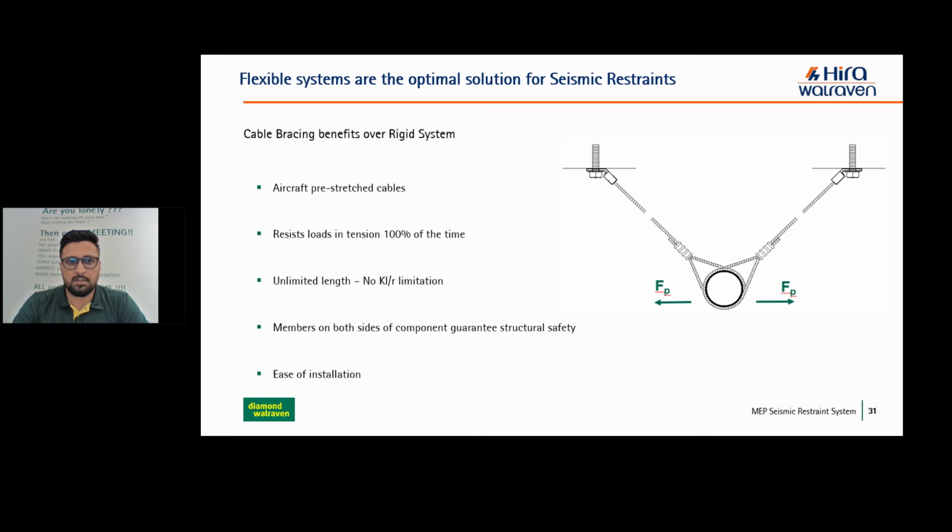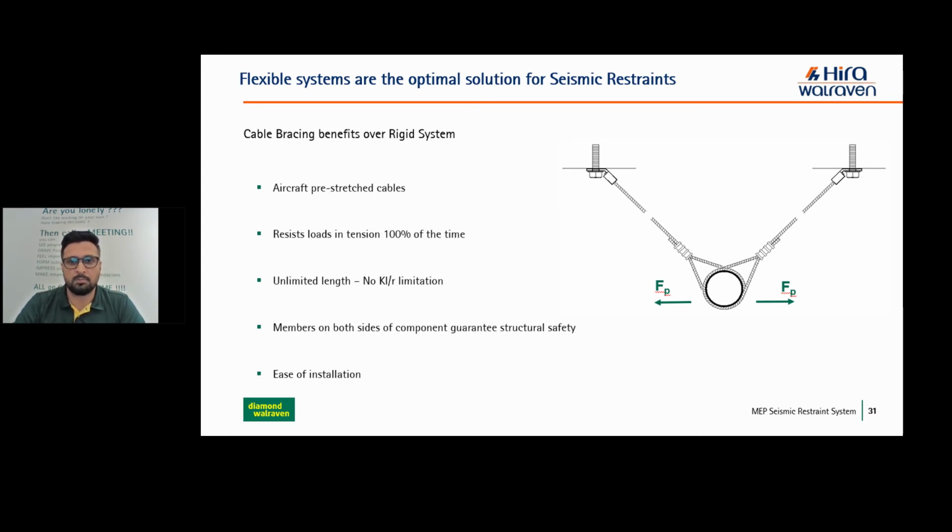There are some benefits of the cable bracing system over the rigid system, as these wires are especially designed for this application, and these wires are pre-stretched, which we used to deal with, and then this resists loads in tension 100% of the time. And the main important part is the KL over R limitations. It has no limitation in this case.